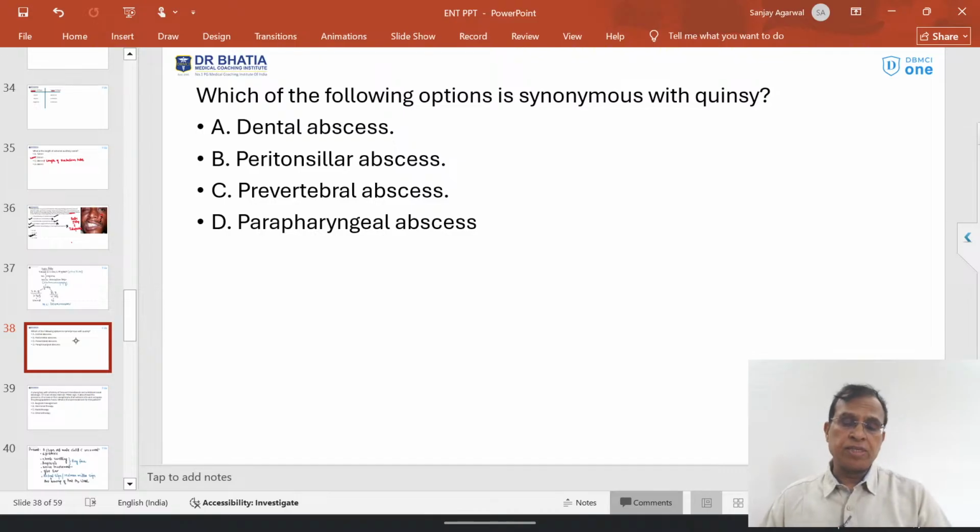Then which of the following options is synonymous with Quinsy? क्विंसी का दूसरा नाम हम कर चुके हैं, पेरिटॉन्सिलर एब्सेस.